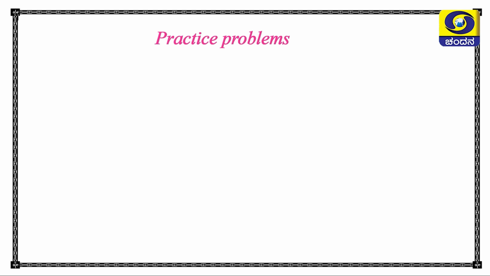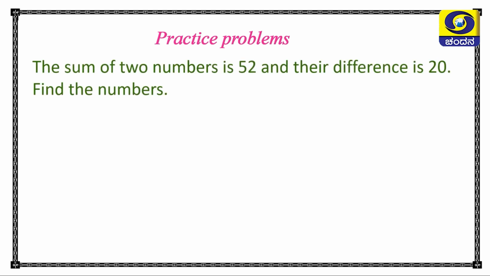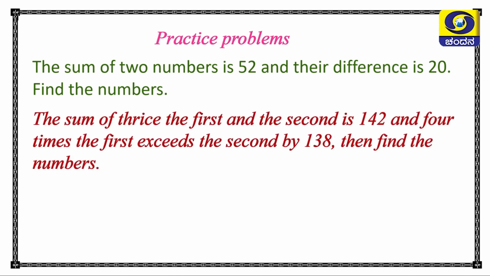Children, let's do some practice problems. Write down these problems and do it yourselves. Show it to your teacher, children. The sum of two numbers is 52 and their difference is 20. Find the numbers. The sum of thrice the first and the second is 142 and 4 times the first exceeds the second by 138. Then find the numbers.